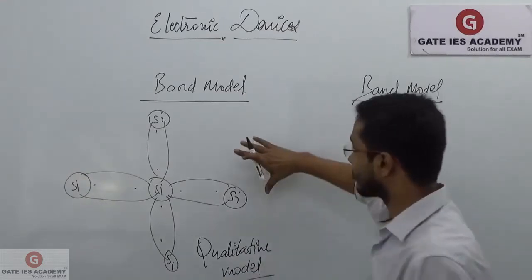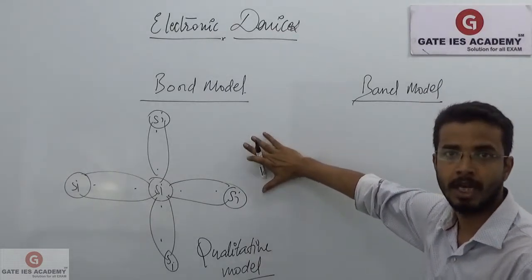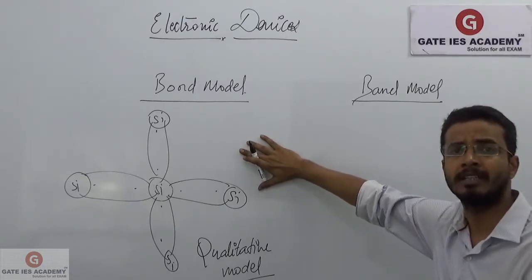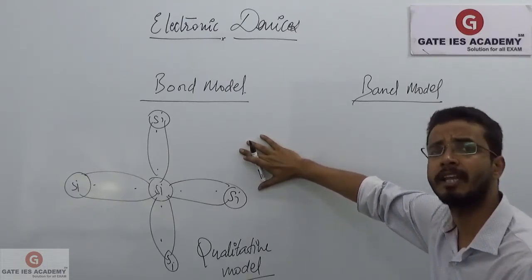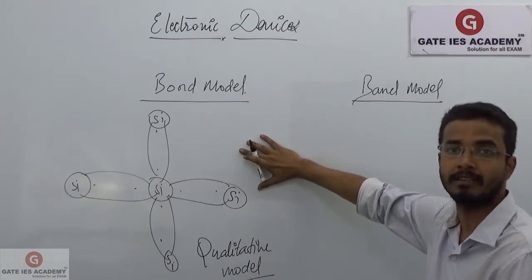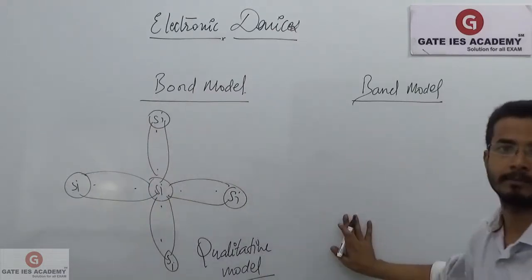That means this will tell you the physical situation inside the device, how the physical situation is changing if you provide any type of stimulus. That means the carrier concentration will increase or decrease, and why it is increasing, what physical phenomena will occur there. That is a part of the bond model.